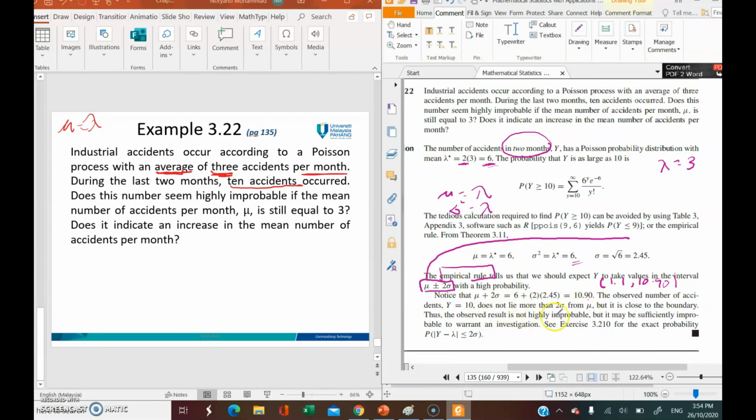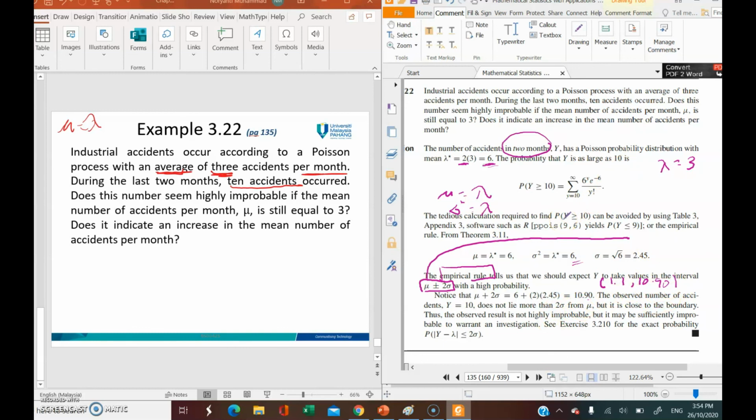So it's not highly improbable. Actually this is not impossible. But it may be sufficiently improbable to warrant an investigation. We should investigate because it's near the boundary. So this is an example.